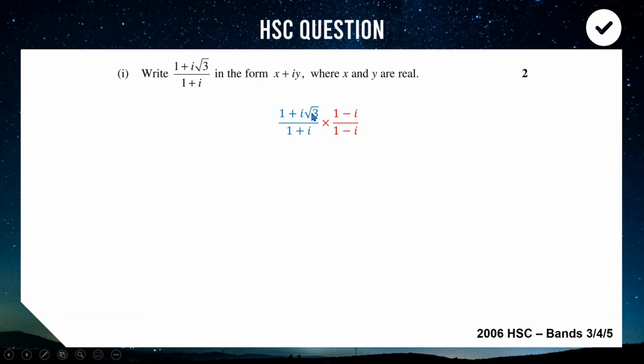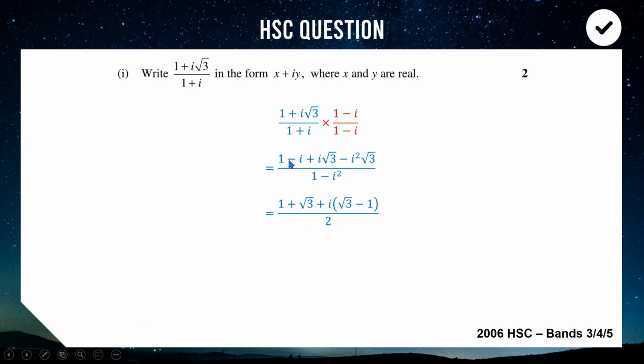So 1 plus i root 3 over 1 plus i, multiplied by 1 minus i on top and bottom. That's the conjugate of the denominator. So up top, we'll get 1 minus i, and we'll get i root 3 minus i squared root 3. There's our binomial expansion for the numerator. For the denominator, we get a difference of squares, 1 squared take away i squared. As always, when we see an i squared, we replace it with a negative 1. So on the bottom, we'll get 1 minus minus 1, which is 2. Up top, this is going to turn into a positive root 3.